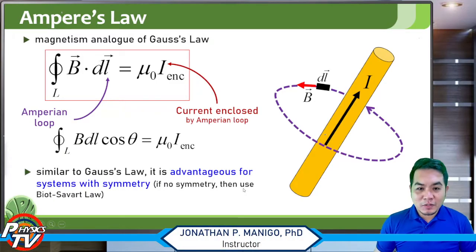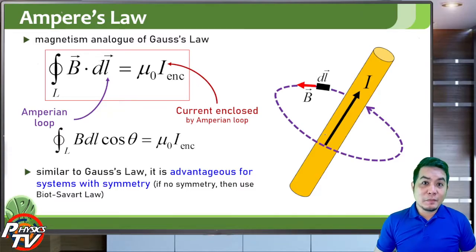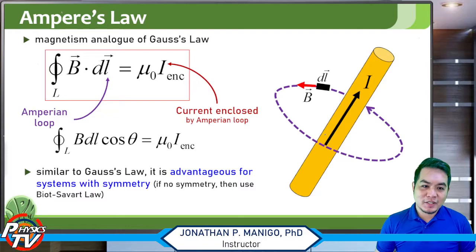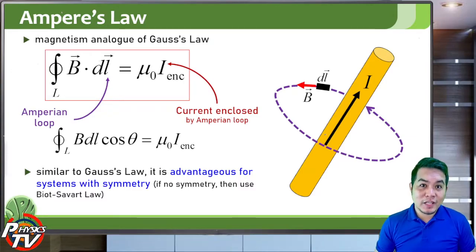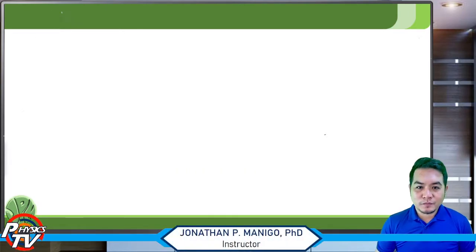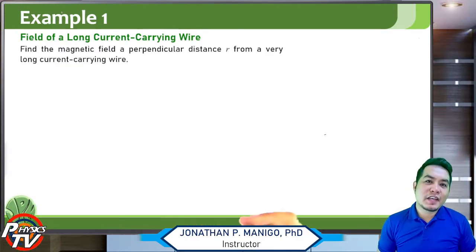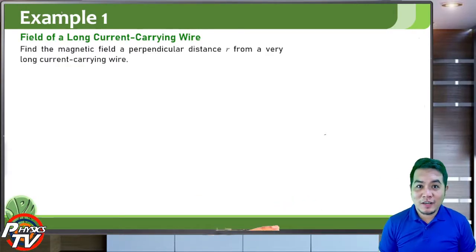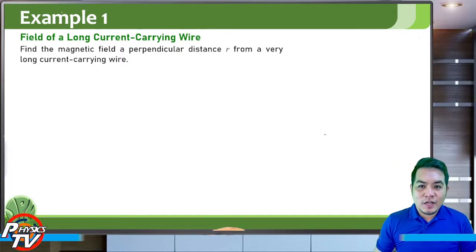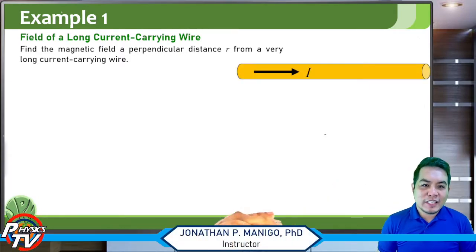So again, it's similar to Gauss's law, and similar to Gauss's law, it's advantageous if your system has a symmetry. If your system doesn't have a symmetry, then use the Biot-Savart law, the equation that we presented in the previous video lecture. So let's have an example to show that we will get the same result as the Biot-Savart law. Let's try to find the field of a long current carrying wire.